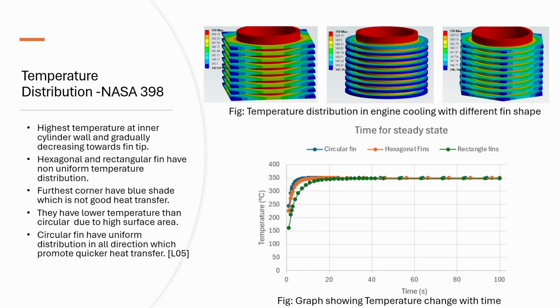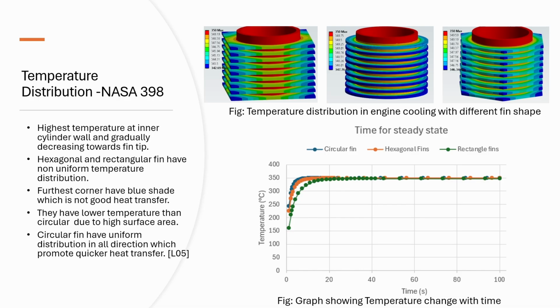And the below figure is temperature with time. As you can see, our circular fin reaches the steady state condition faster than the others because it has a uniform distribution in all directions. As you can see, in rectangular or in hexagonal, the structure is not good. At the tip, at the end, heat transfer is not good. That's why it takes more time. That's one of the conclusions from here.